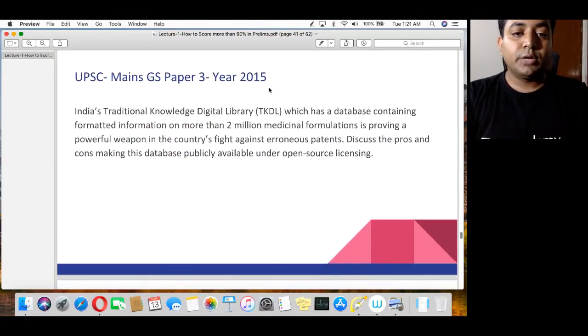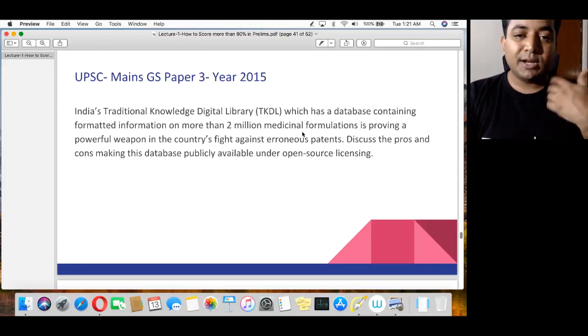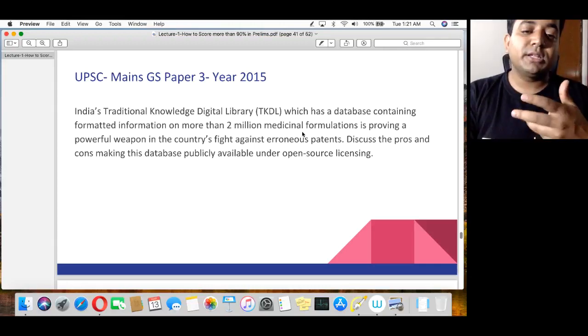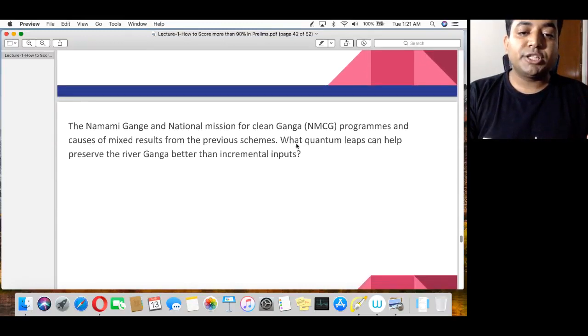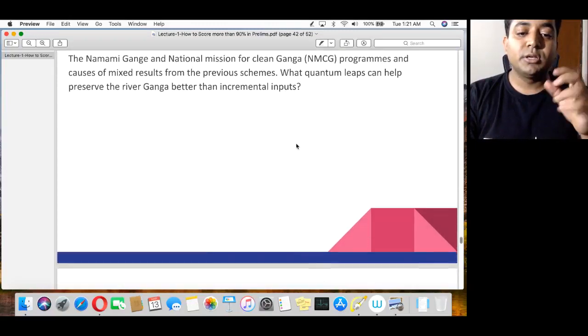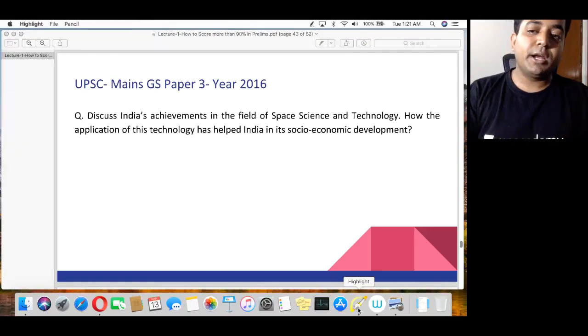In 2015 again, a similar question was asked on TKDL. Discuss the pros and cons of making it public. Pros is that it will foster research. Cons is that some people can steal your data and patent it in the USA. Then, Namami Gange, the National Mission for Clean Ganga, has had mixed results compared to previous schemes. What can we do in quantum leaps that can help the river Ganga rather than having some small changes? Again, this is a very important question, and the most open-ended question you will ever find.